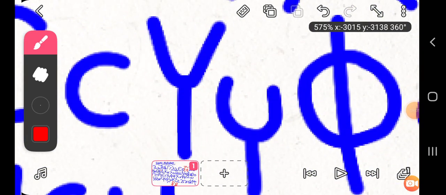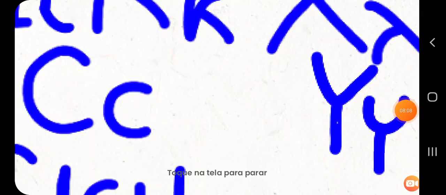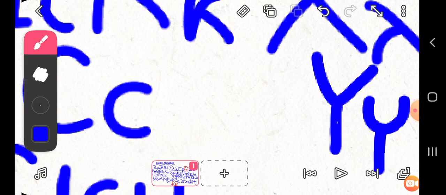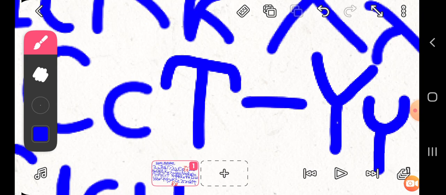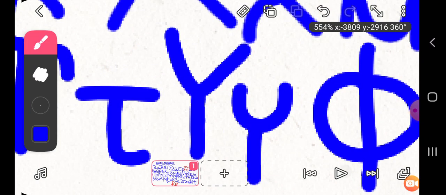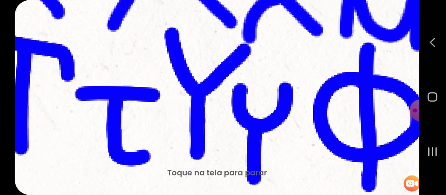I've missed out a letter. I'm sorry if that caused confusion or frustration, but I missed out the letter that makes the T sound. I don't know why I missed this one out, but it's very simple. It's just like that for the uppercase, and the lowercase is just like that. This letter's name is Tau, and it makes the T sound. Sorry about that.